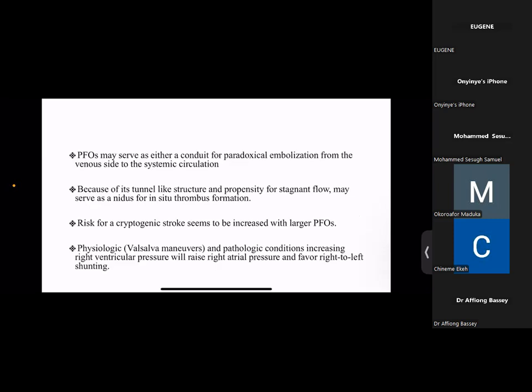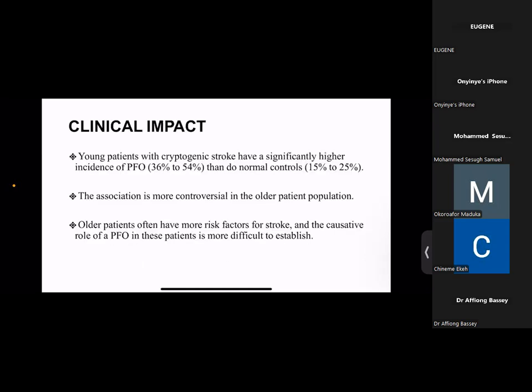PFOs may serve as a conduit for paradoxical embolism from the venous side to the systemic circulation. There is a risk of cryptogenic stroke in people who have large PFOs. It's important to note that physiologic maneuvers like the Valsalva maneuver, which increase pressures on the right side, actually favor a right to left shunt, and this can cause paradoxical embolization. Young patients who have cryptogenic stroke have a significantly higher incidence of PFOs.